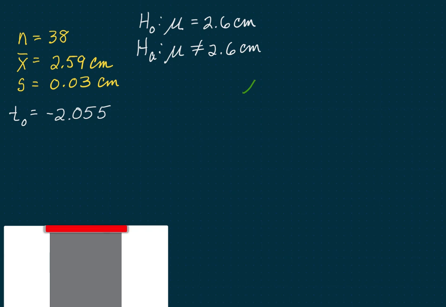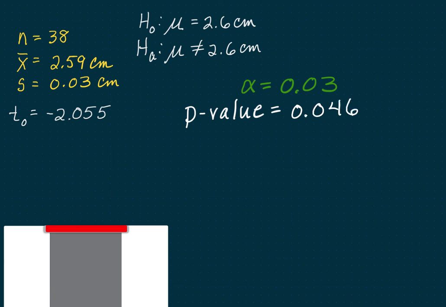So let's return to where we were. Let's assume that the company did go with that 0.03 level of significance. Remember that our p-value was 0.046. Because our p-value is not smaller than our level of significance, we do not reject our null hypothesis. Do not reject it.